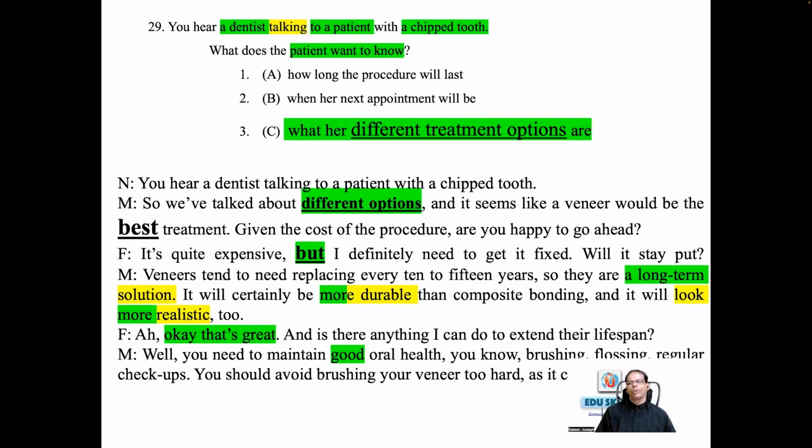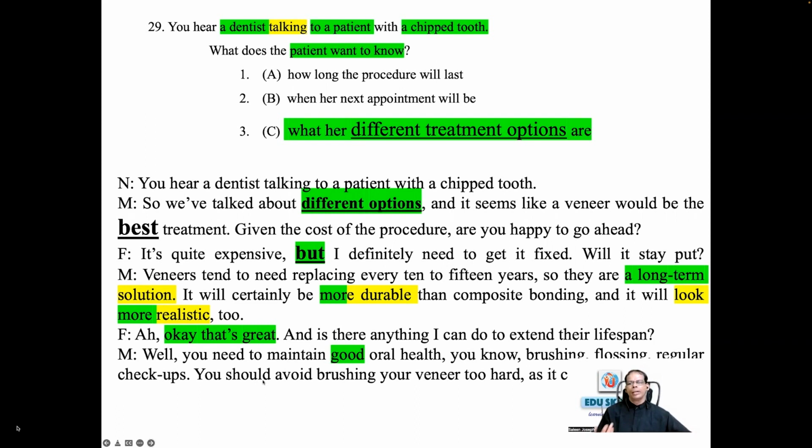It's quite expensive. When you listen to it, it looks like it's very expensive. I don't want it. But they're saying it's quite expensive, but I definitely need to get it fixed. Though it is expensive, I want to go through it or opt for it. Will it stay put? Veneers tend to need replacing every 10 to 15 years, so they are a long-term solution. It will certainly be more durable and look more realistic. Everything speaks about more. All the comparison and scale says that is the answer. Okay, and that's great, means I agree with that. And is there anything I can do to extend their lifespan?